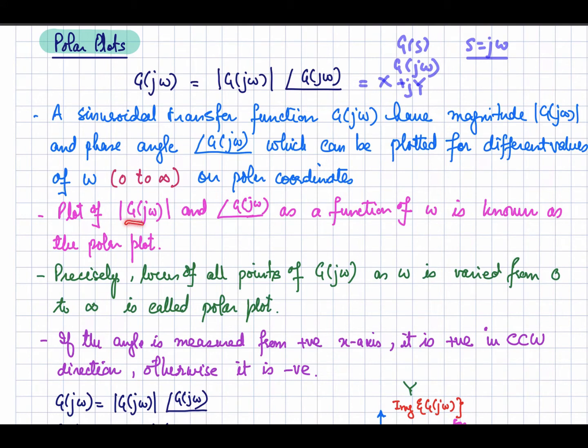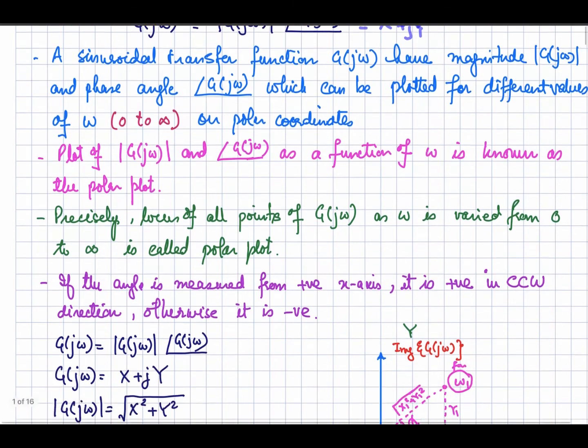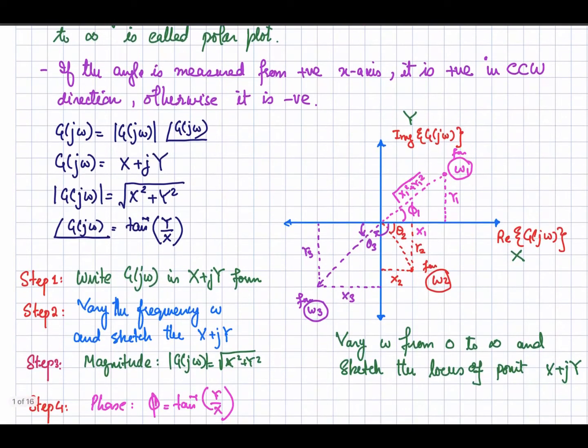The plot of G(jω) and its phase as a function of ω is known as the polar plot. Precisely, the locus of all points of G(jω) as ω is varied from 0 to infinity is called the polar plot. If the angle is measured from the positive x-axis in the counterclockwise direction, it is positive, and if it is measured in the opposite, clockwise direction, it is considered negative.